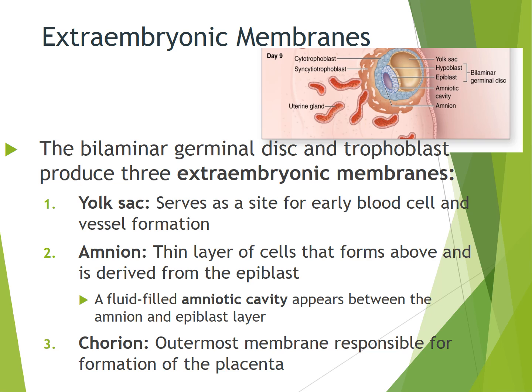And the last extra embryonic membrane is the chorion, which is the outermost membrane. And the cells within the functional layer of the endometrium of the uterus will eventually form the placenta, and this is the site of exchange between the embryo and the mother.